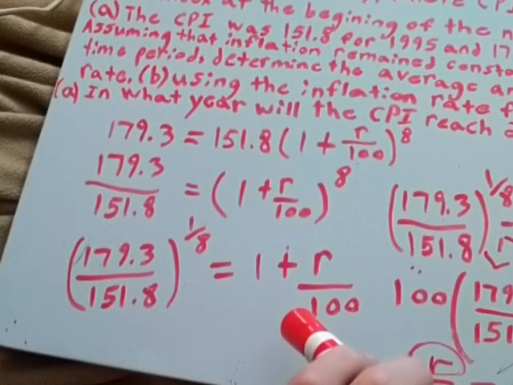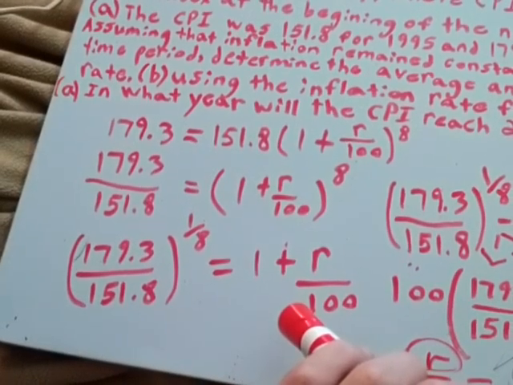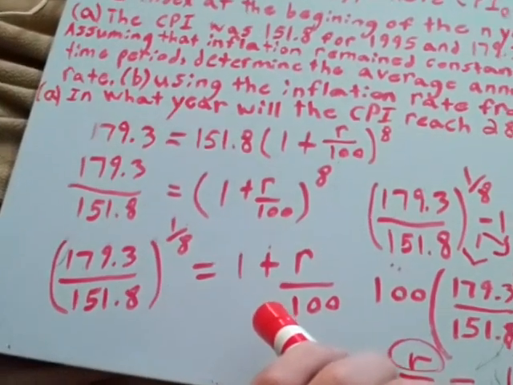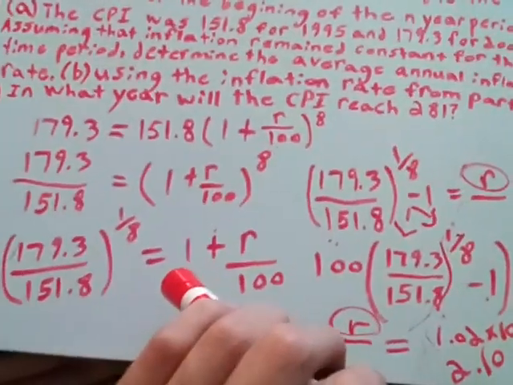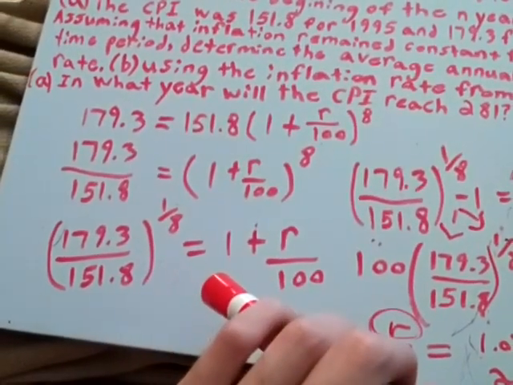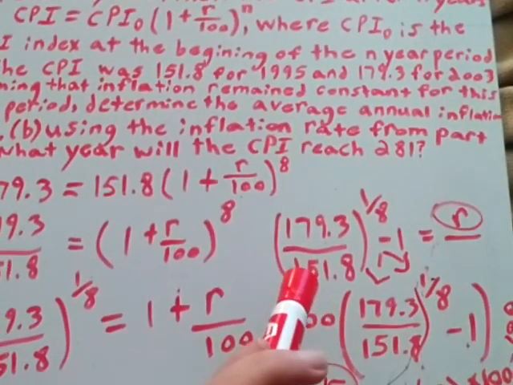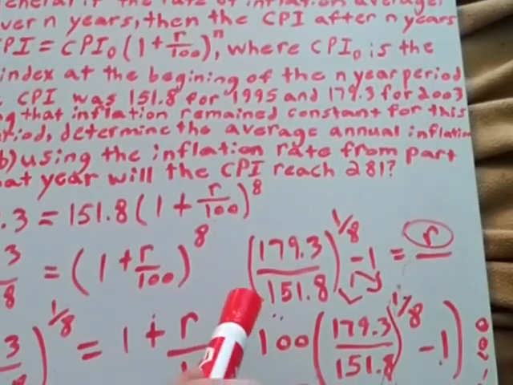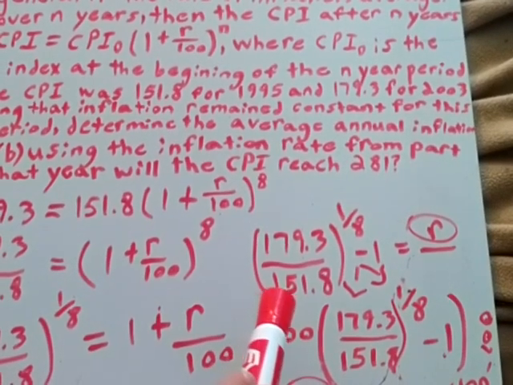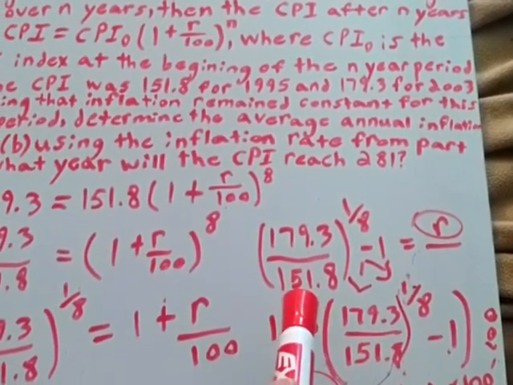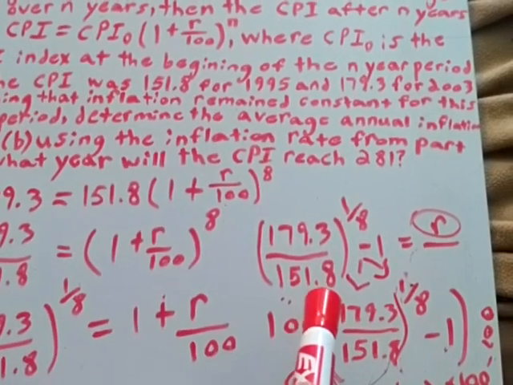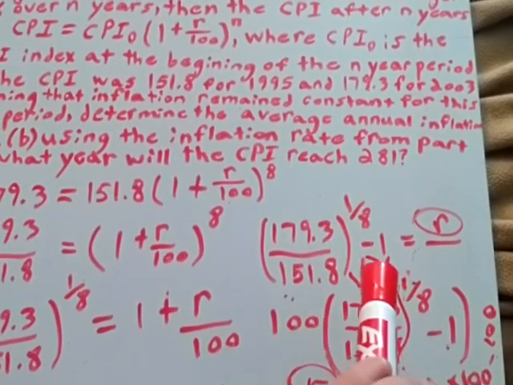Now, the next thing I'm going to have to do is subtract 1 from both sides. So I'm going to get 179.3 over 151.8 raised to the 1/8 power minus 1 equals R over 100.